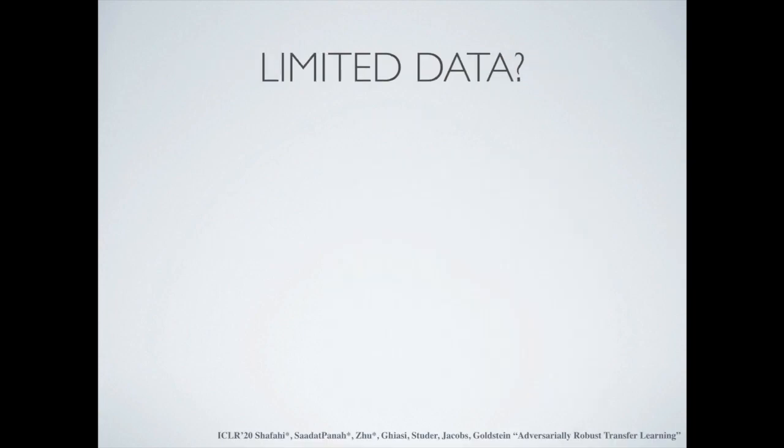So the question we are trying to answer is what can be done when we have limited data but want good, robust, and standard generalization. One of the first things that comes to mind is to do transfer learning and use a source model that is adversarially trained on a source dataset.